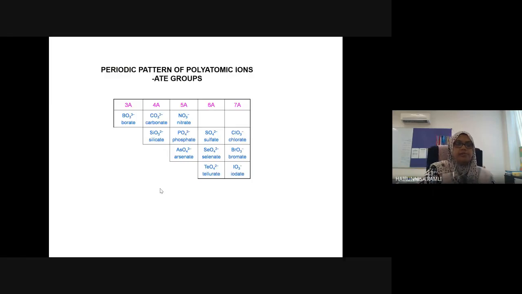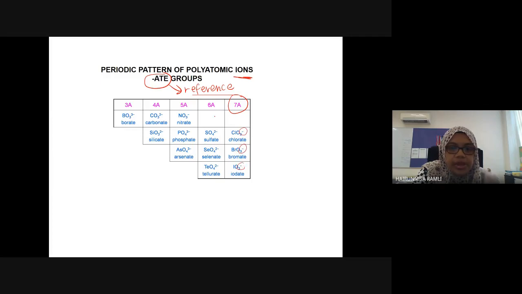Okay, nak patah balik. Okay, so kat sini. So, apa yang saya buat, the normal way to memorize this, okay, we use the ATE groups as reference. Sebab ni untuk ion ni, biasanya untuk anion lah. So, from group 3 until group 7 je lah. Okay, so for group 7A or group 17, we have ATE. ATE ni semua oksigen dia ada 3 and with negative 1 charge.